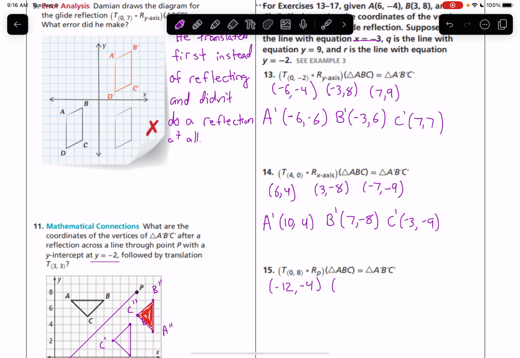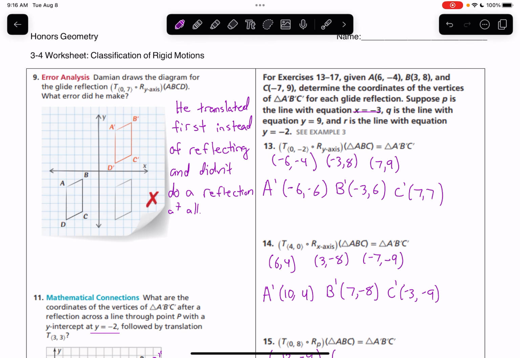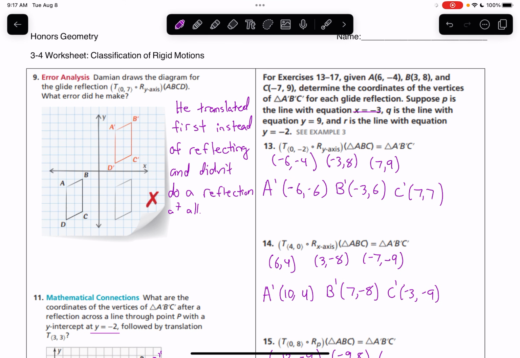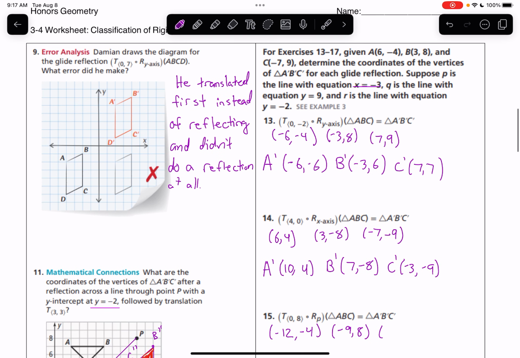The next point, B, is at 3, 8, and I'm reflecting it across x equals -3. 3 is 6 units above -3, so we need to go 6 units below -3, so that'd be -9. So my next coordinate is going to be at -9, 8. And then my third point, let's see, C is -7. -7 is 4 units below -3. So I need to go 4 units above -3, and that's +1. So that last coordinate is going to be 1, 9.